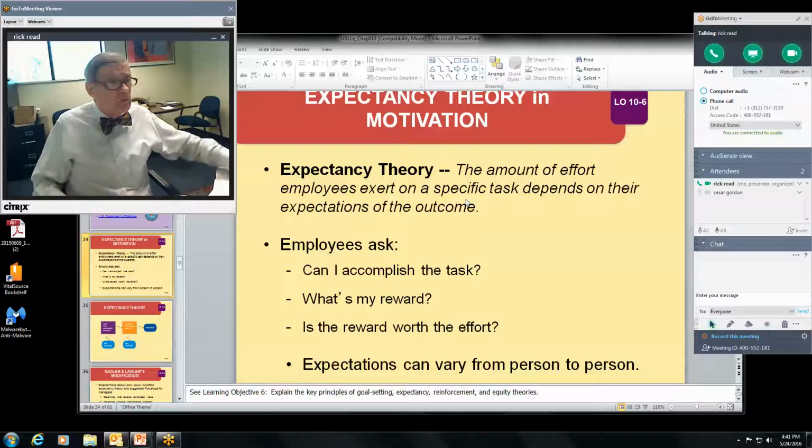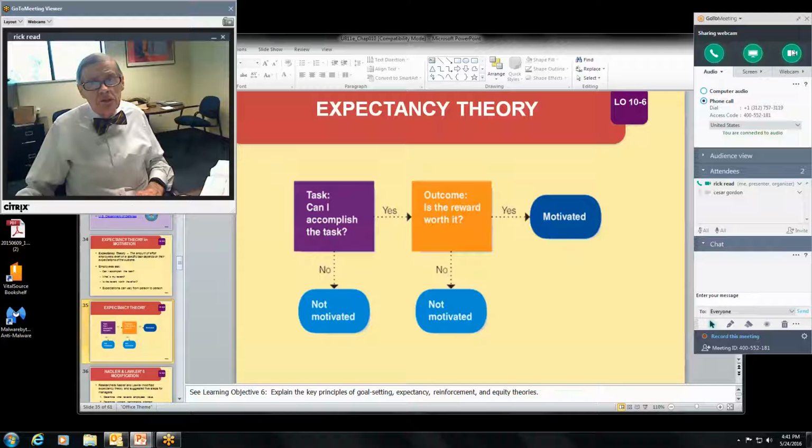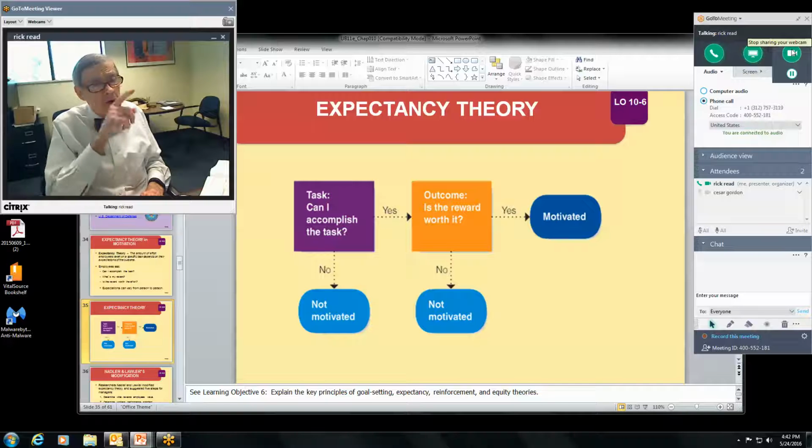And so if you look at the figure right here, the employee asks those questions. And notice that there are a couple of places here where, when the employee says no to answering that question, he or she is no longer motivated and will stop. If he or she answers yes to those questions, then they're going to continue with the task, and we know that they're motivated.